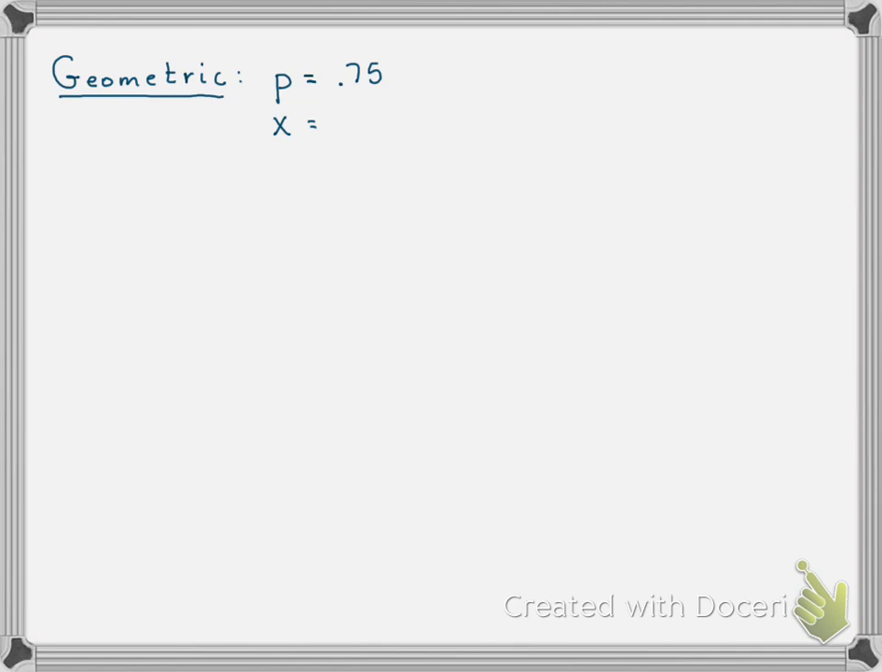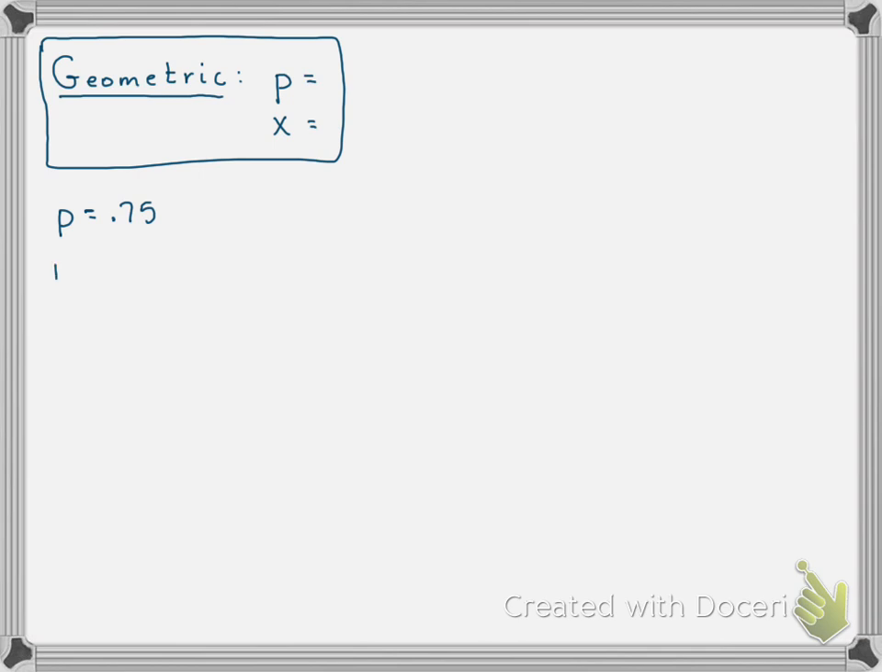Okay. Actually, that's the example. This is what you need for a geometric probability distribution. So the try it yourself 1, our p-value is 0.75. Now we are looking for the probability that he makes his first free throw shot before his third attempt.